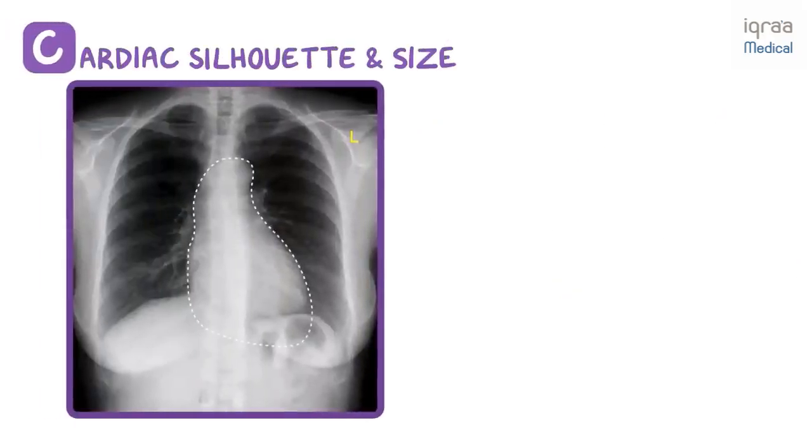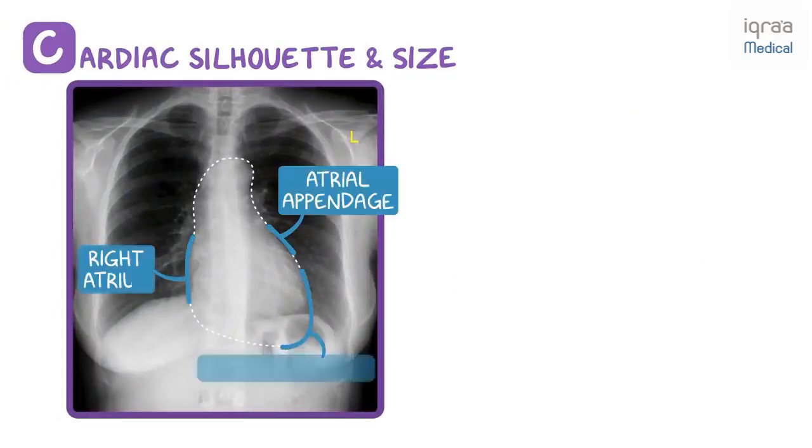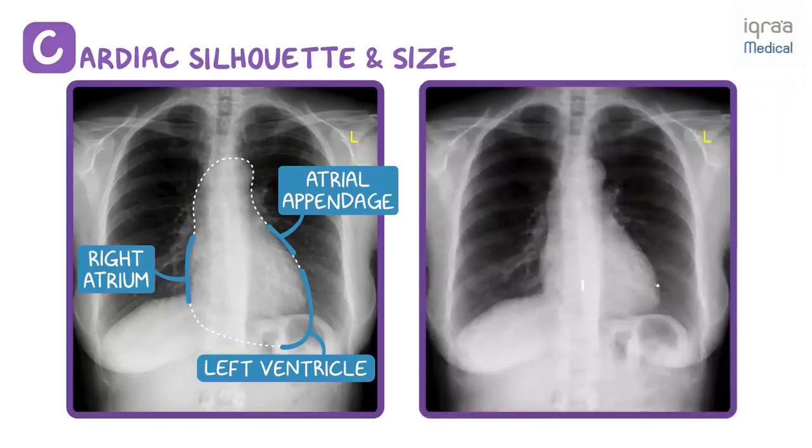C is for cardiac silhouette and size. This is the cardiac silhouette, and there's an atrial appendage, the right atrium, and the left ventricle. Remember, in chest X-rays, we define features relative to the patient, so the right atrium is on the left side of this X-ray, and the left ventricle is on the right side. Measuring across a normal heart is less than 50% of the greatest diameter of the rib cage measured from the inner portion of each rib. Any larger and there may be cardiac pathology.